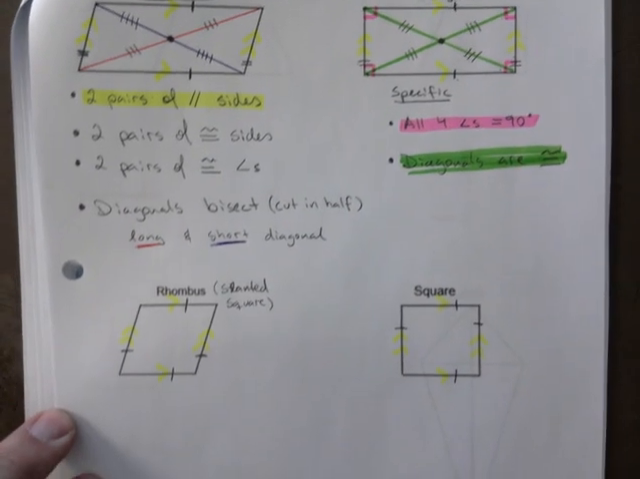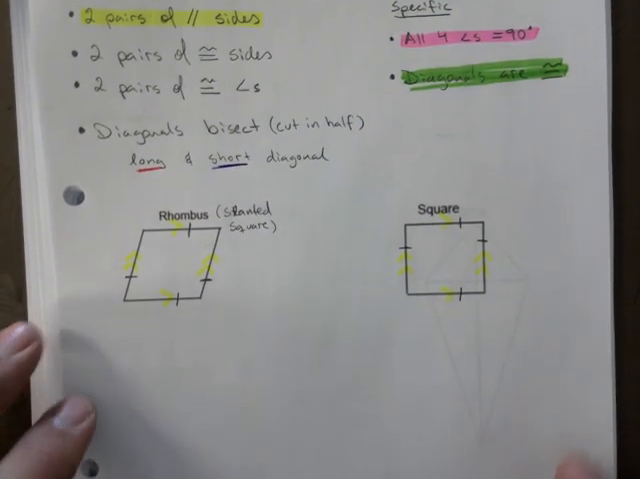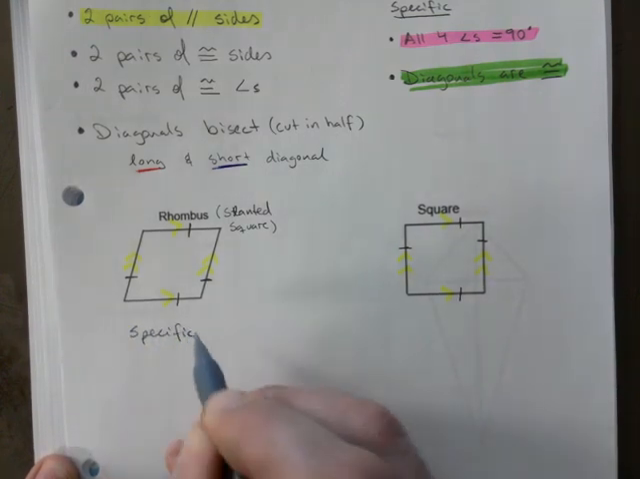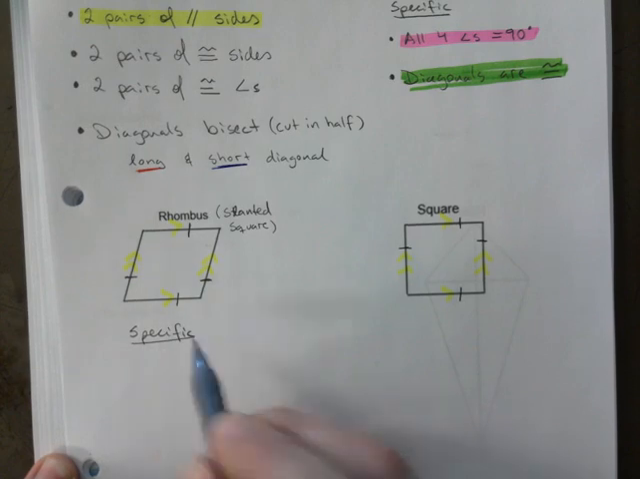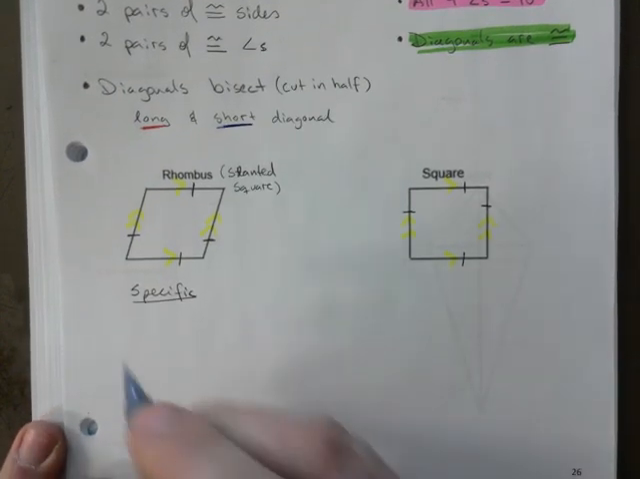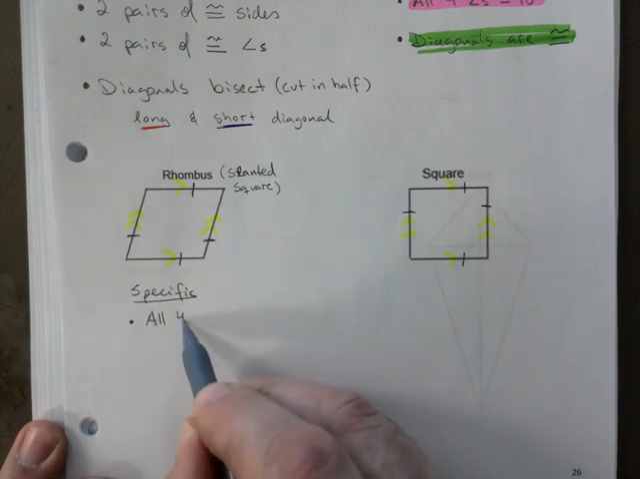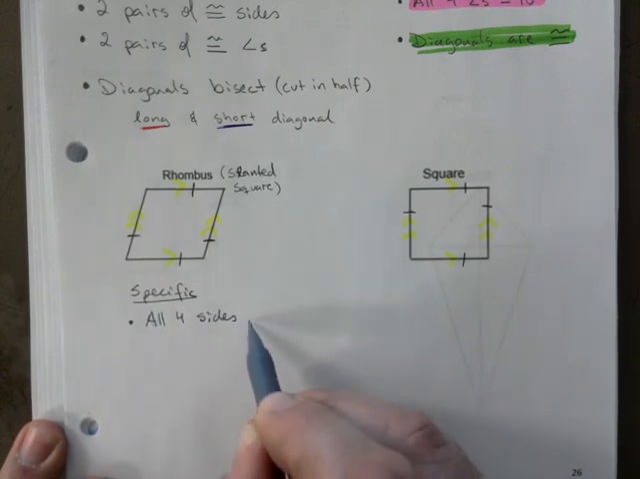Okay. Next, let's do rhombus. This is specific to rhombus. So all four sides are congruent.